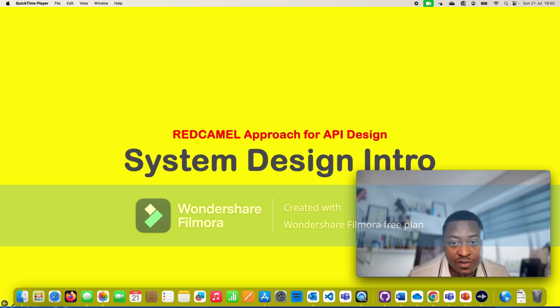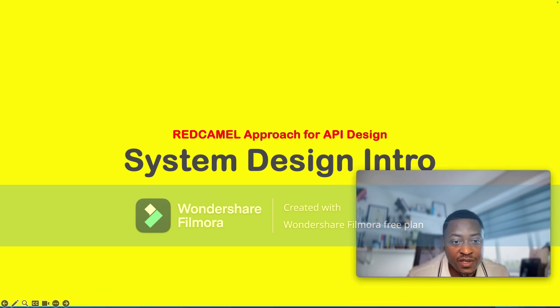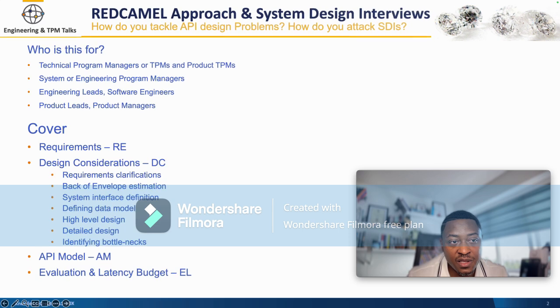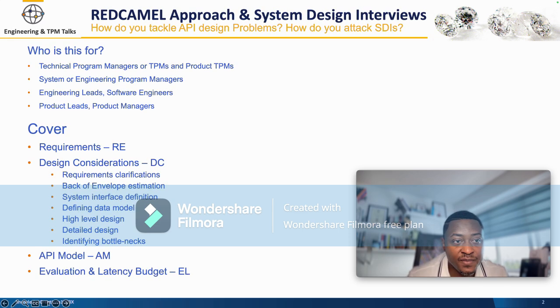Today I want to talk about the REDCAMEL approach for designing application programming interfaces, or APIs. What does it mean? How does it relate to system design? Those are the kind of things I want to talk about today. And this is the first in the engineering and TPM talks, right?